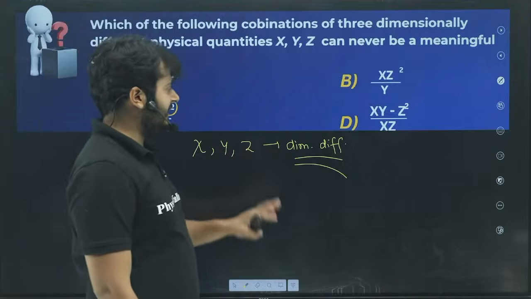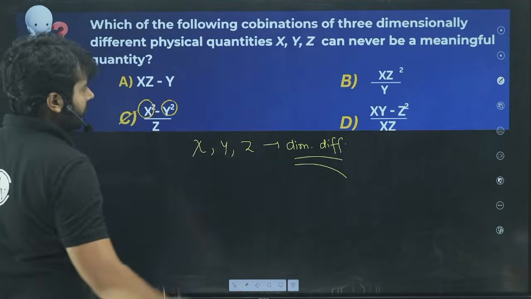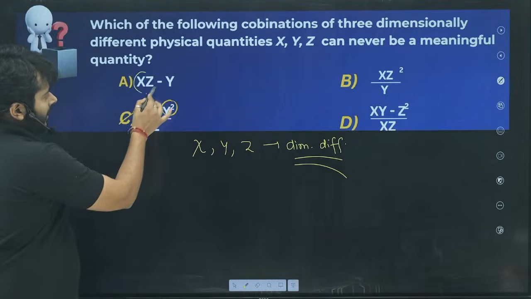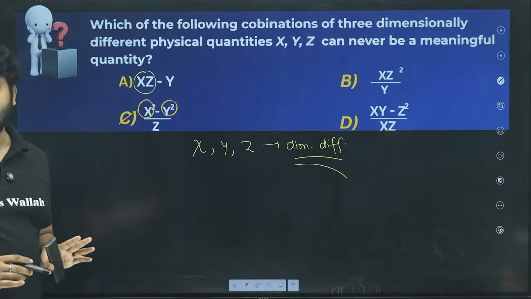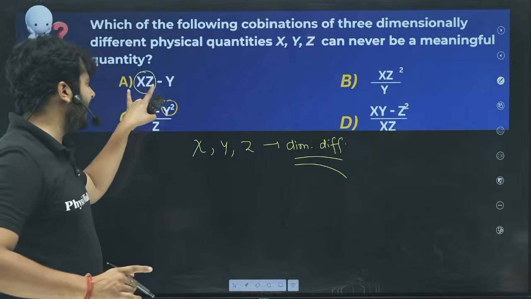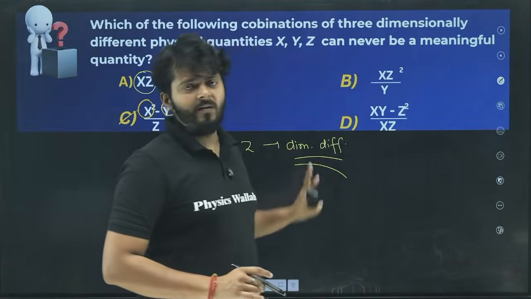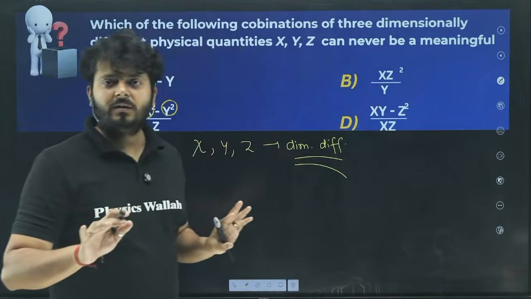So X, Y, Z are all dimensionally different, right? Which of these relations is possible to have? We can say that two physical quantities can be multiplied, and they can have the same dimensions as the third one. So this can give you a meaningful physical quantity. Again, if these two are multiplied, it is possible.